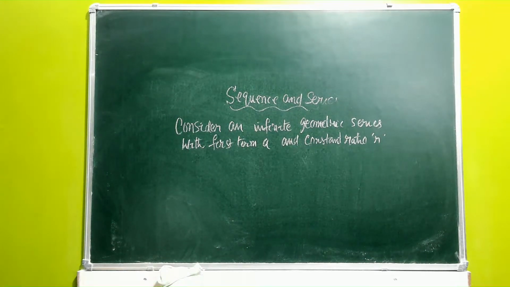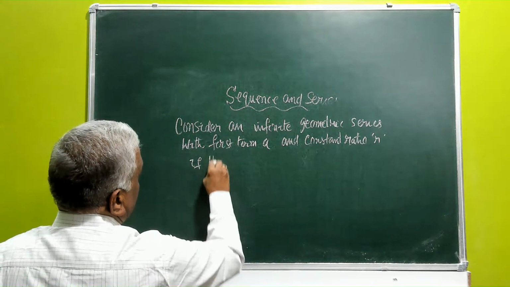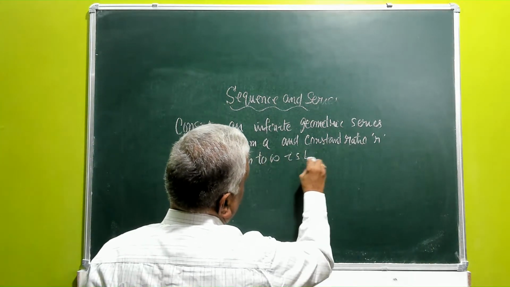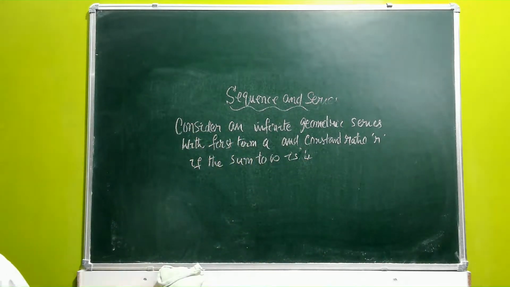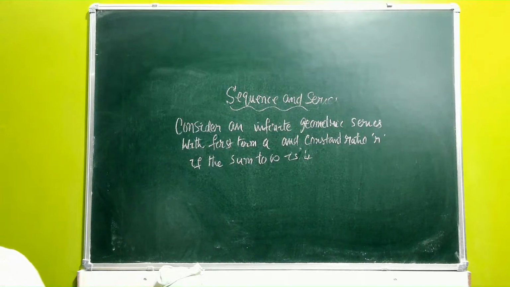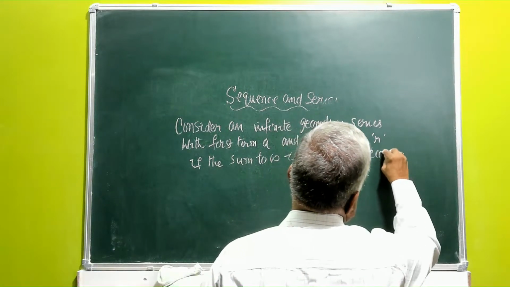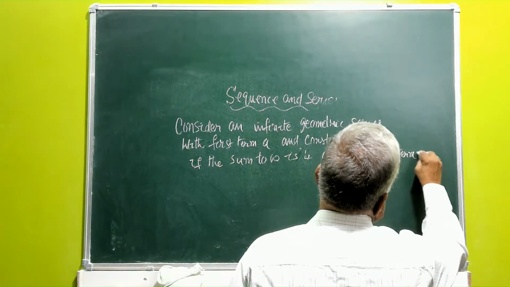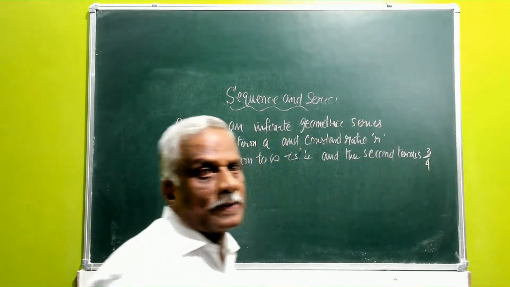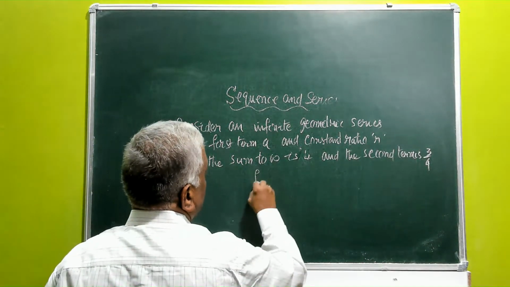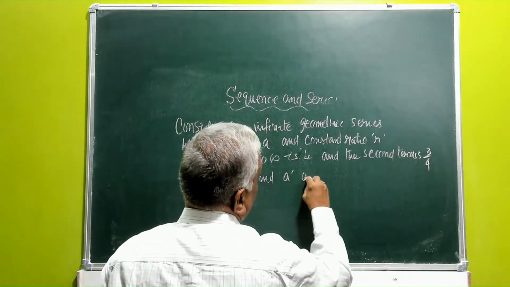If the sum to infinity is 4, and the second term is 3 by 4, then you are asked to find A and R.